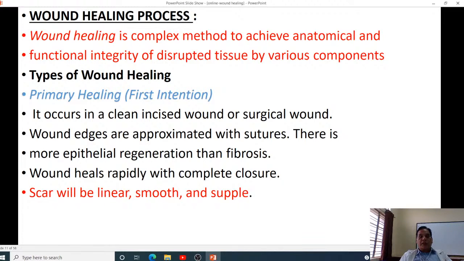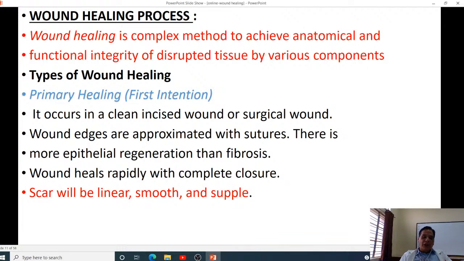So ultimately what is it? What are the types of wound healing? How do the wounds heal? Everything has a definite pattern. The wound healing goes into 3 phases. First is what we intend, a first intention. First intention means every surgeon, every doctor wants to heal the wound primarily. What do we mean by primary? It occurs in a clean incised wound or a clean surgical wound. What we do here? Wound edges are approximated with suture. That means there is a primary epithelial regeneration and there is less fibrosis. All attempts are to reduce the fibrosis and promote epithelial regeneration.